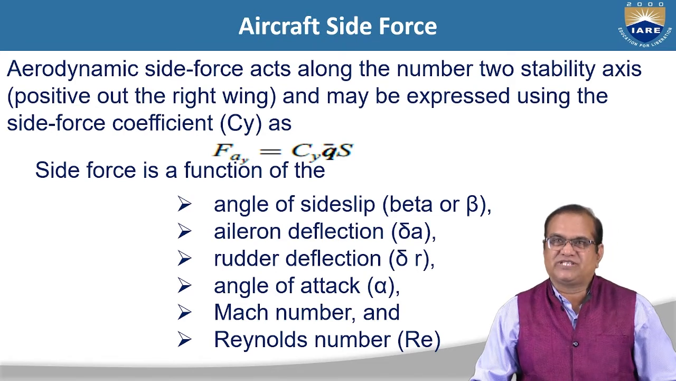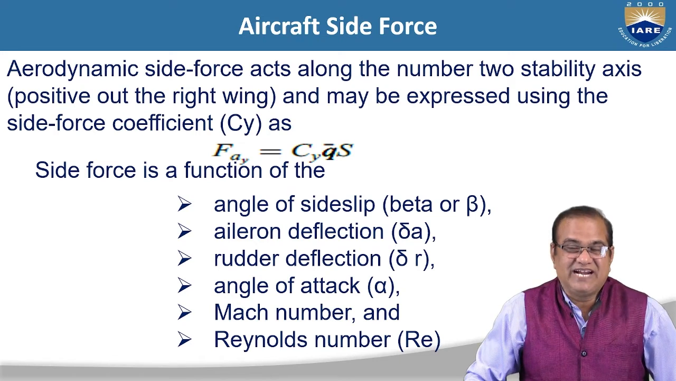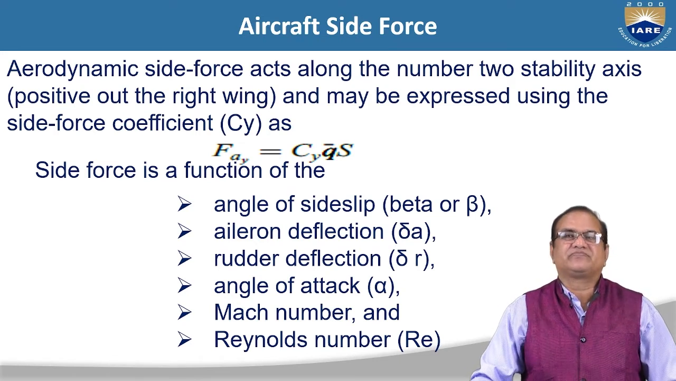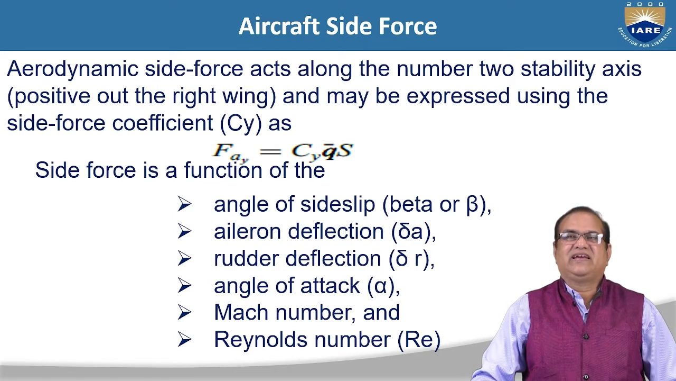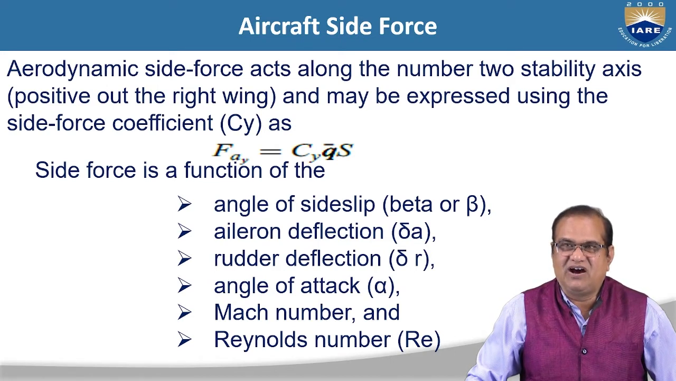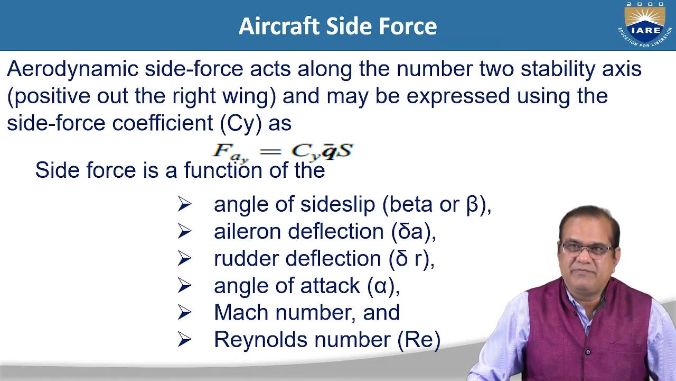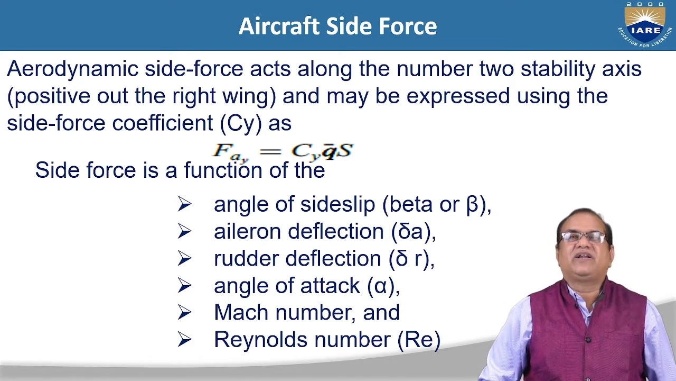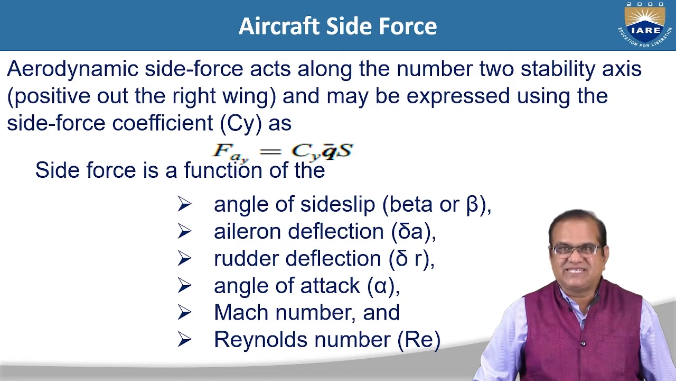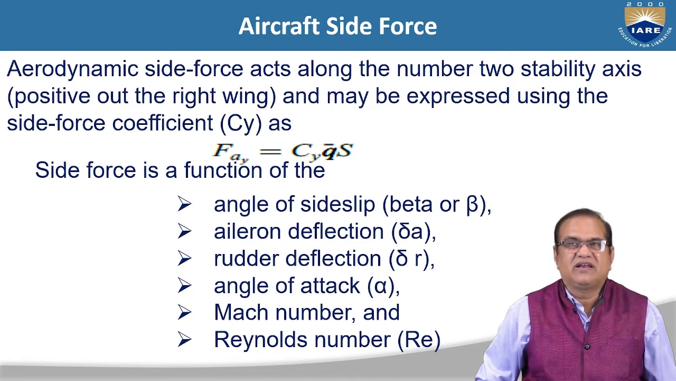So, this side force is a function of angle of side slip beta, aileron deflection angle delta A, rudder deflection delta R, angle of attack alpha, Mach number M, and Reynolds number R. So this depends upon these parameters, and it will vary if these parameters are varied.